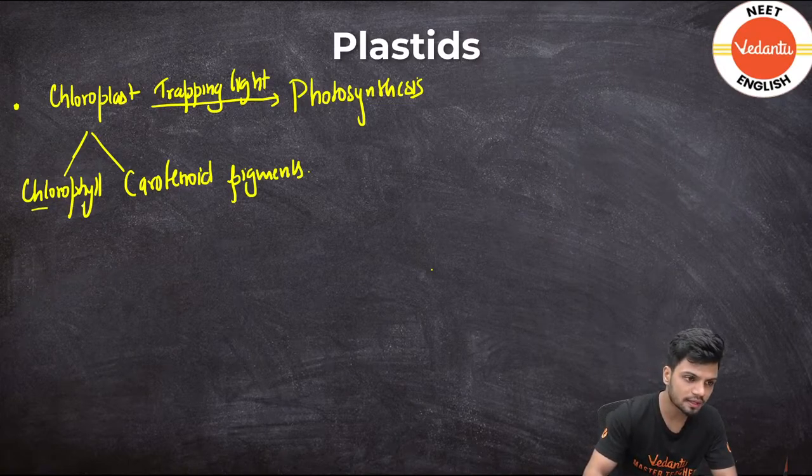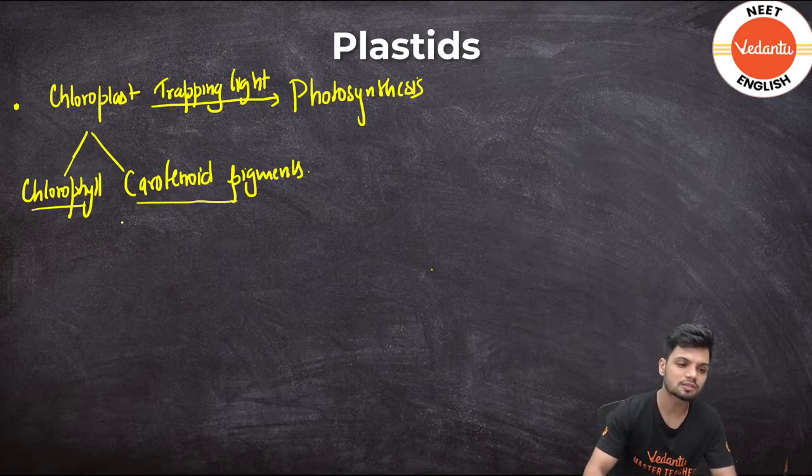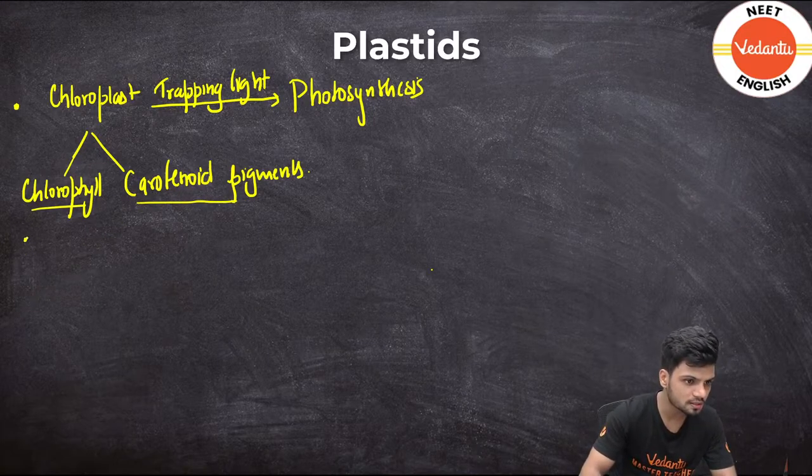The other one is your carotenoid pigments. Now, chlorophyll is green in color. Carotenoids provide orange color or some other substances. Then we have your chromoplast.